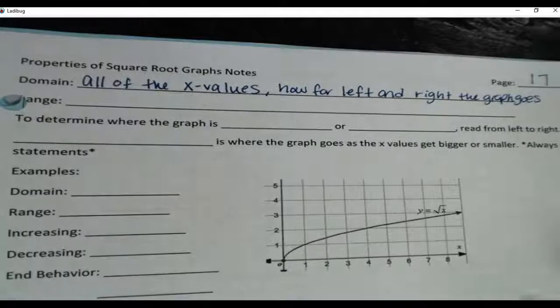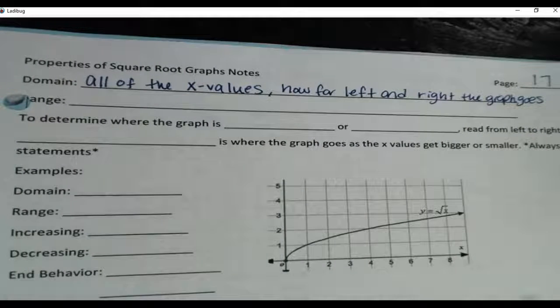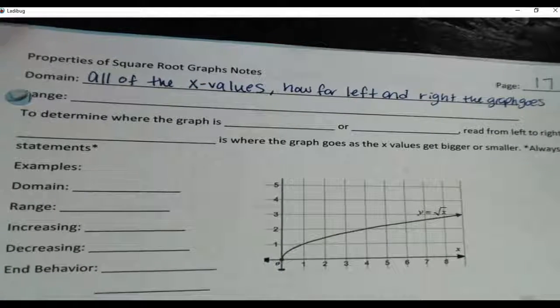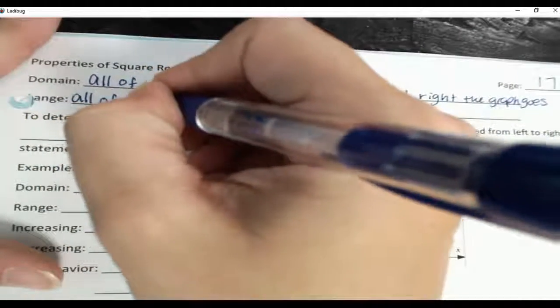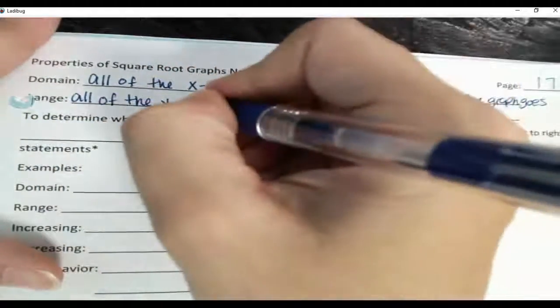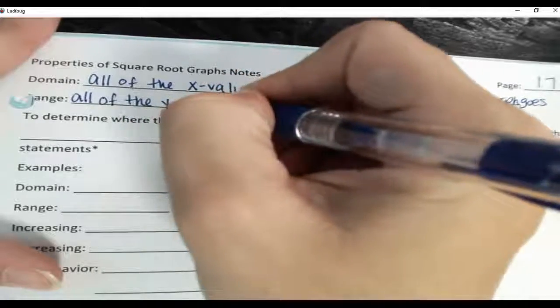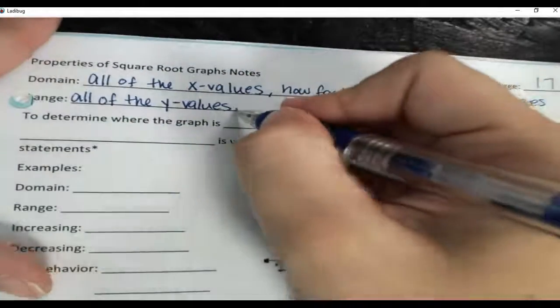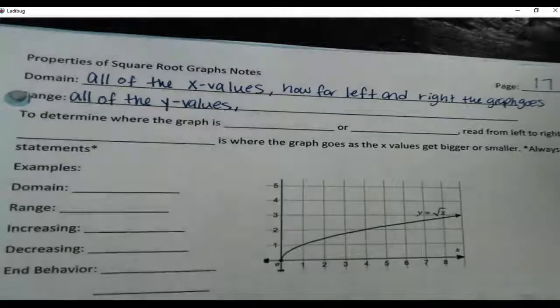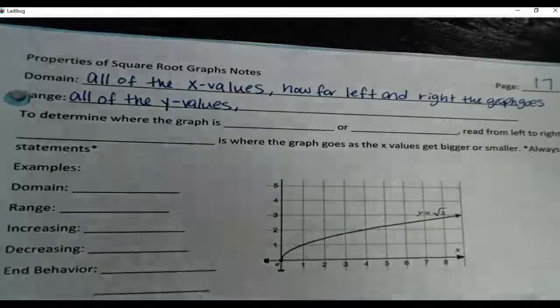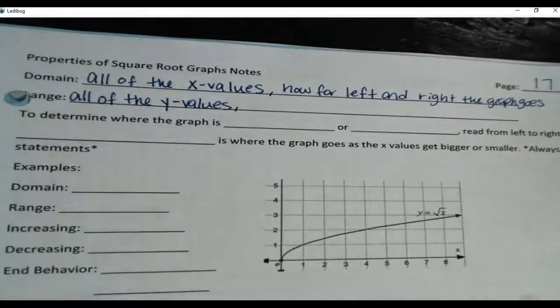So if domain is all of the x values, what do you think range is? All the y values. Good. So range is all of the y values. And on the graph, it's how far down and up the graph goes.